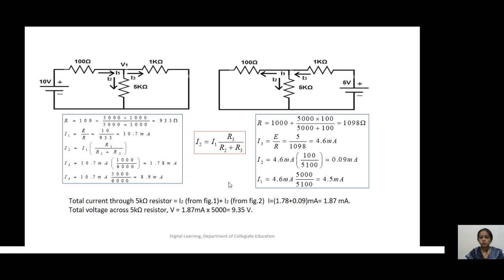So the superposition theorem is used whenever there are multiple sources and the circuit should be linear. That means there are no non-linear devices like transistors, field effect transistors or such kind of devices. Only then can the superposition theorem be applied.